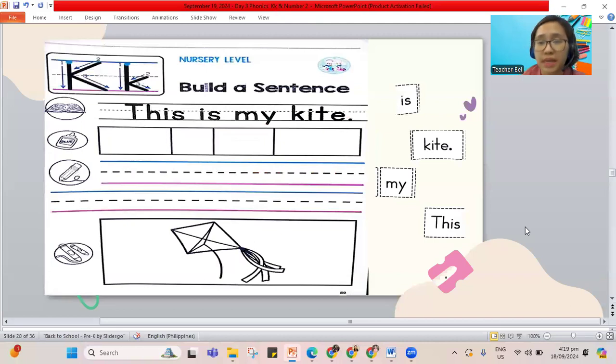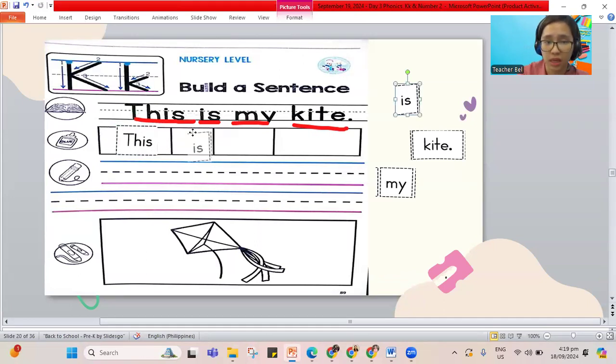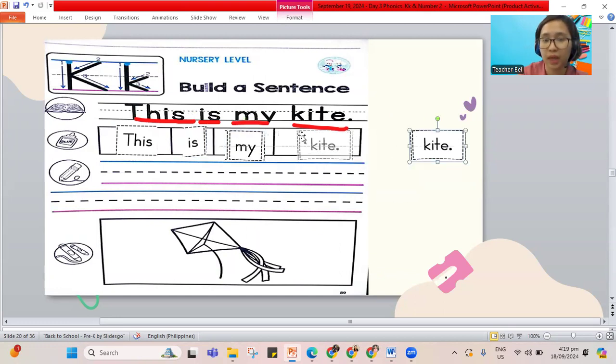Now let's make a sentence for our kite. Let's read this one. We have, this is my kite. We have our sentence for the kite. And let's do our cutouts and paste them. This is my kite. Let's write the sentence also. We have this.